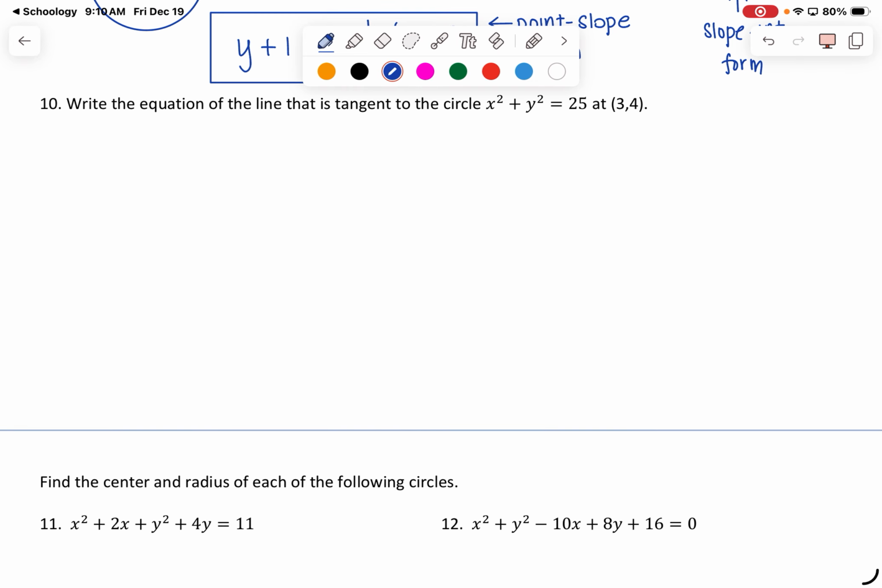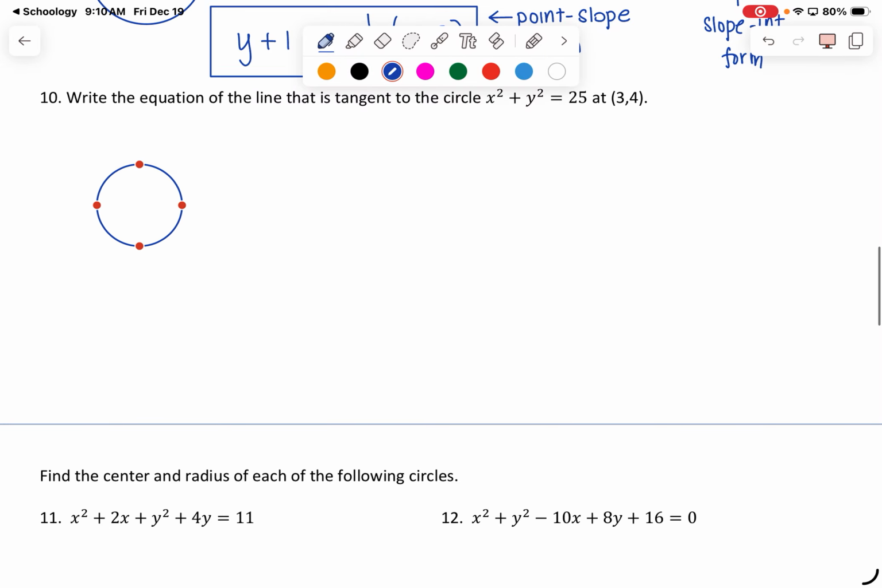All right, why don't you pause the video and try the next one? All right, so I'm going to do a quick sketch right here. Okay, here's the center, (0, 0). (3, 4), I'm just going to say it's right there. It doesn't have to be accurate. All right, I have my point already. It's (3, 4). I need the tangent line, right?